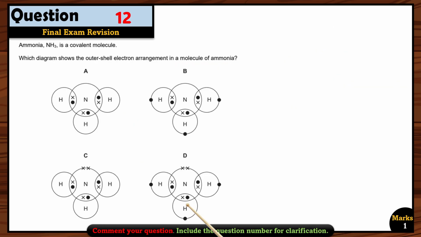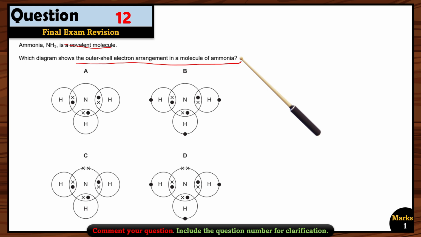Let's see this question. Question 12. Ammonia is a covalent molecule. Which diagram shows the outer shell electron arrangement in a molecule of ammonia? This is a must question in an exam. You will see this question, but most of the students make the mistake that they know how the ammonia will form the bonding.